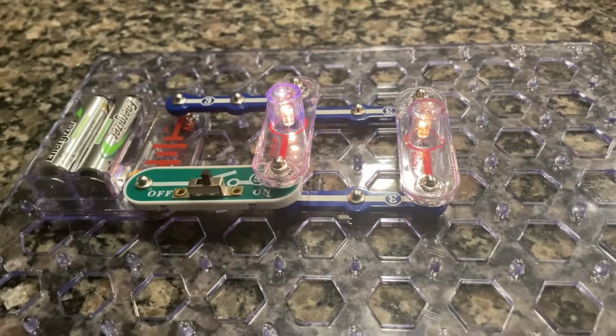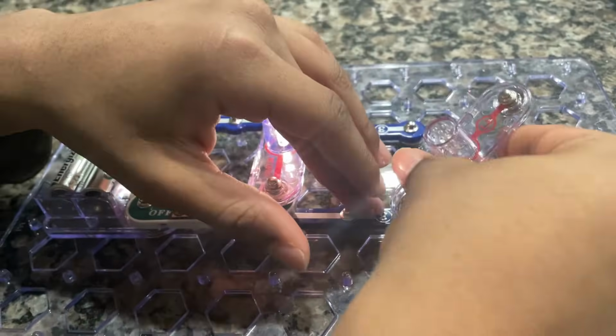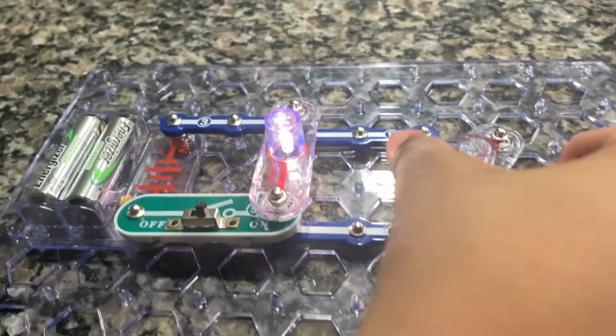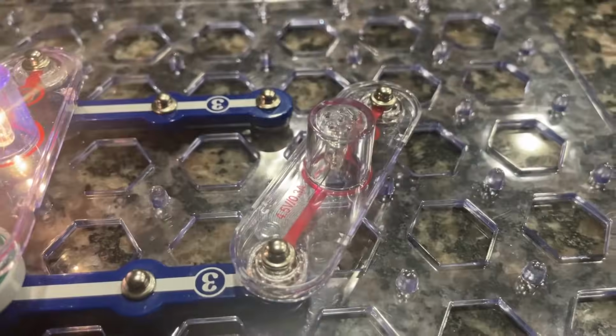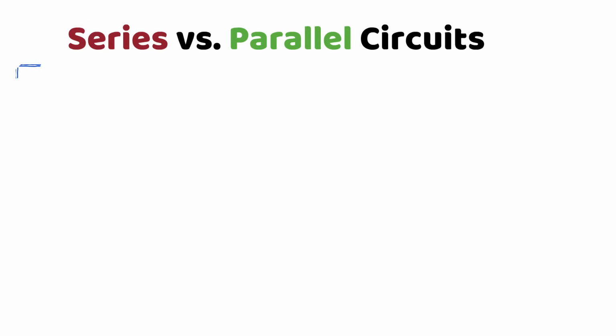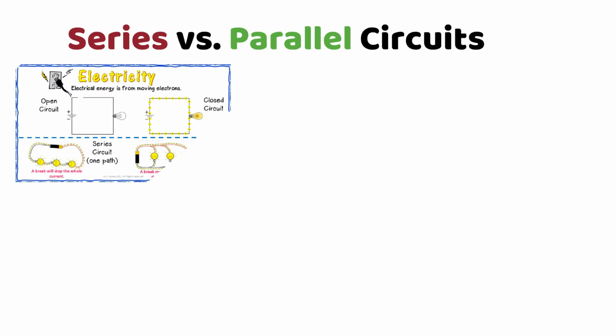Now pay attention when the student disconnects one light. Watch what happens. As you can see, even though the student disconnects one light bulb, the other light bulb still works. There is not a disconnection of current because one light is not connected to the circuit.